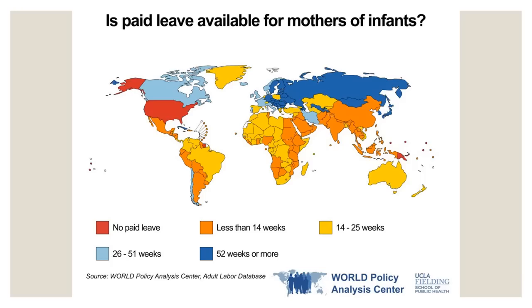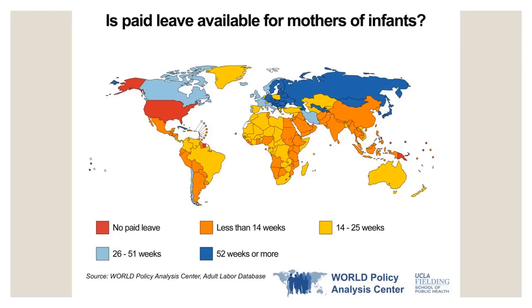Here is a visual of paid leave throughout the world. You can see the blue states are 52 weeks or more, so those countries actually offer more than a year off once you have a baby. And you can see the red states are no paid leave. So the United States and a couple other isolated areas do not offer any type of paid leave for women. And you can see most of the developed world offers at least 14 to 25 weeks. In the United States, the only protection women have when they have a baby is 12 weeks of unpaid leave.